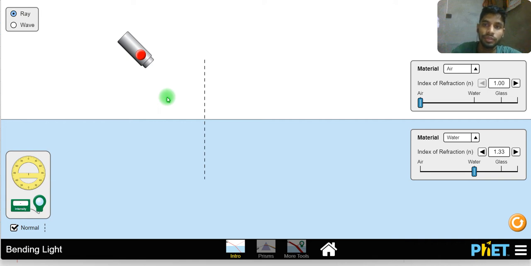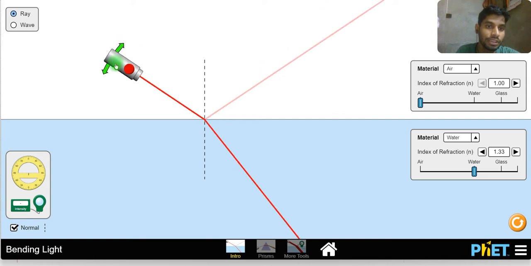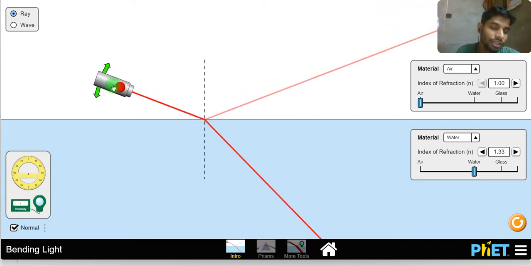Here you see this one is the interface between two media. This one is the normal. Let's switch on the light. This one is the incident ray, and this one is the refracted ray or refracted beam, and part of the light is reflected here. If I change the angle of incidence, we know that for reflection, the angle of incidence always equals the angle of reflection, but the angle of incidence is not equal to the angle of refraction.